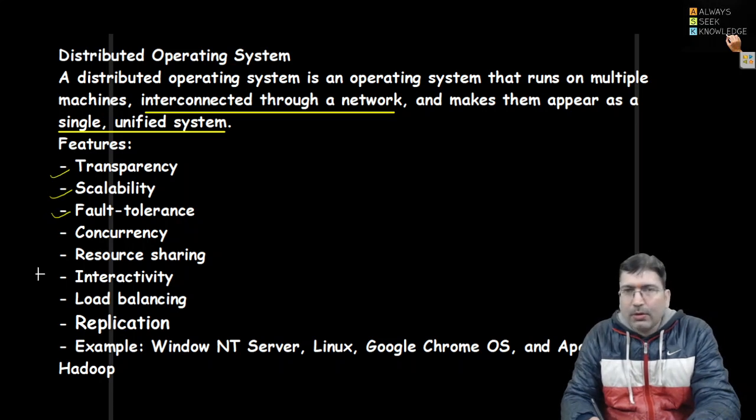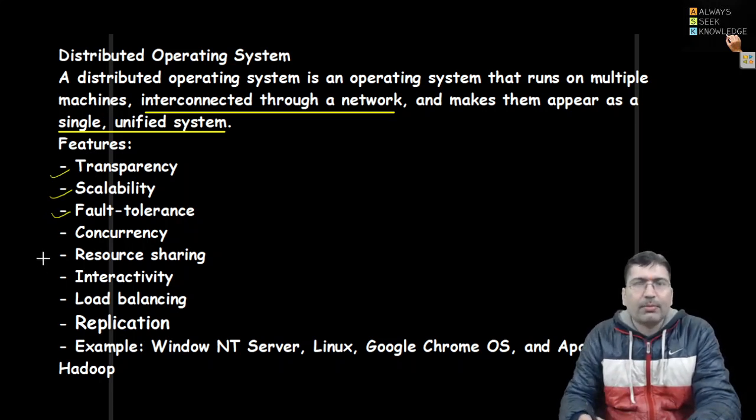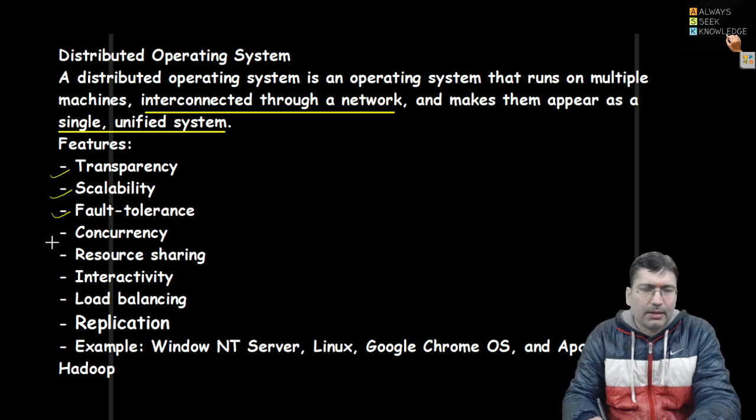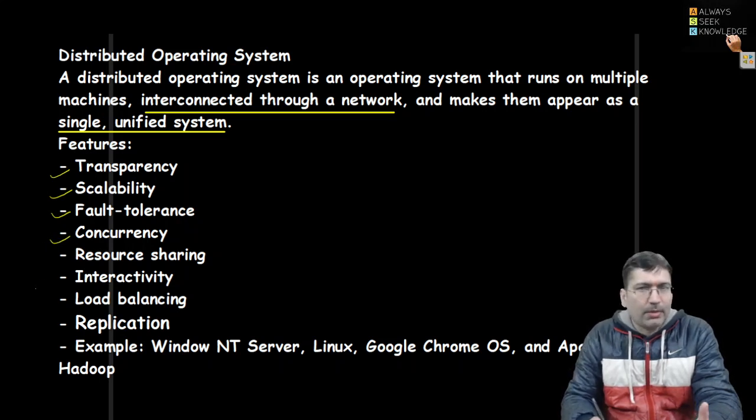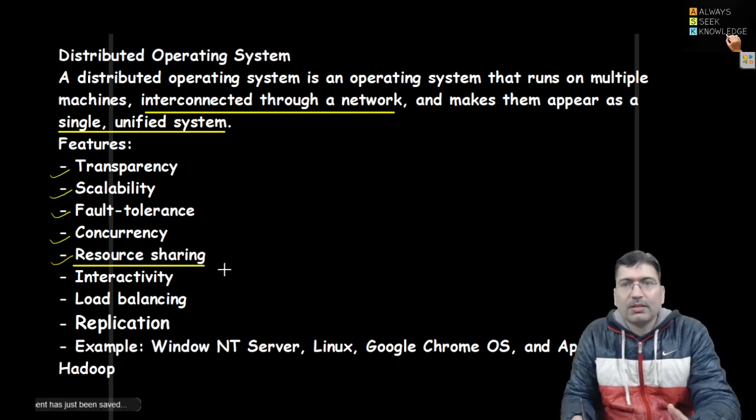These systems are fault tolerant. If anything is disturbed or there is a problem in one system, the task can be shifted to another system and the fault can be easily handled. Concurrency is there because there are multiple processors, multiple systems. Resource sharing is there. The prime requisite of a distributed system, or the reason distributed systems came into existence, was the notion of resource sharing.